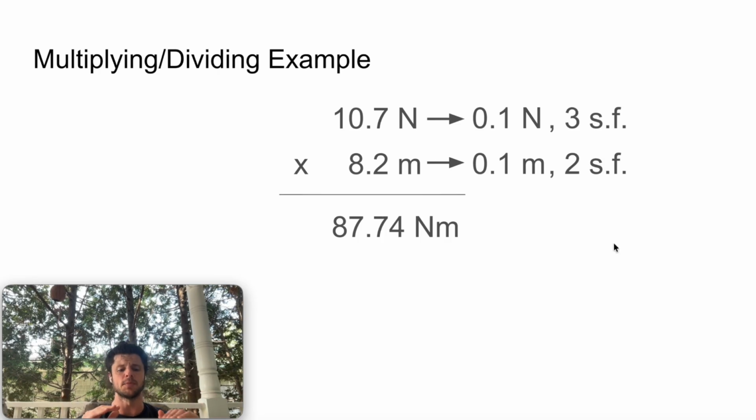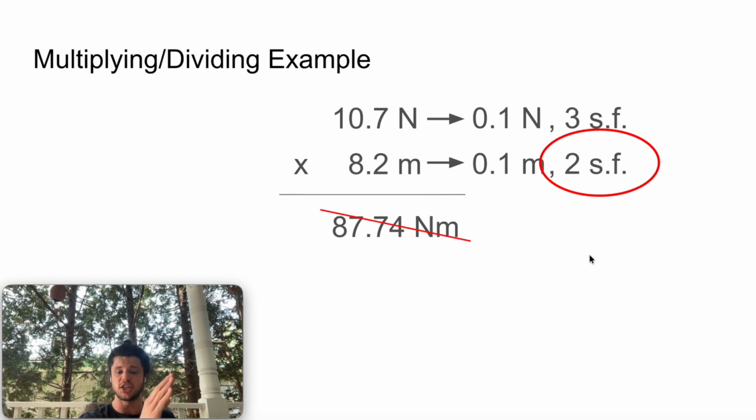So for multiplying and dividing, rather than looking at place value, which doesn't matter, as we just said in the last slide, we're going to look at the quantity, the number of significant figures. 10.7 has three significant figures, but 8.2 only has two. Just like with addition and subtraction, we'll take the measurement that is the least precise of the two. So 8.2 meters only has two sig figs, so we will reduce the precision of our answer to two significant figures. 87.74 Newton meters, we'll round to two significant figures.